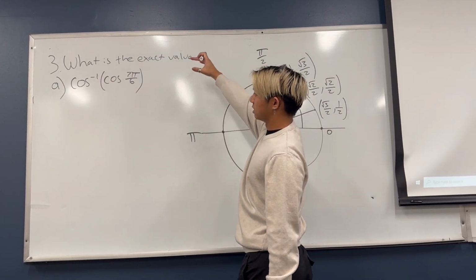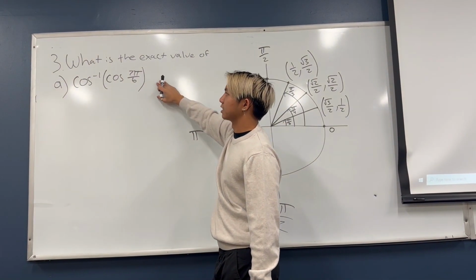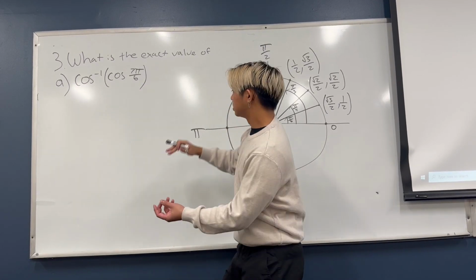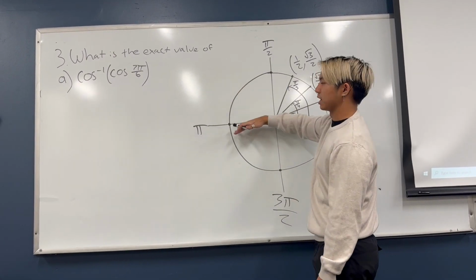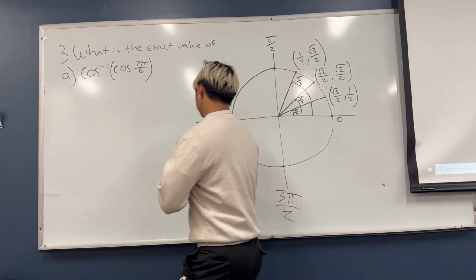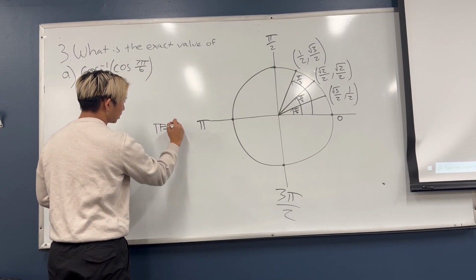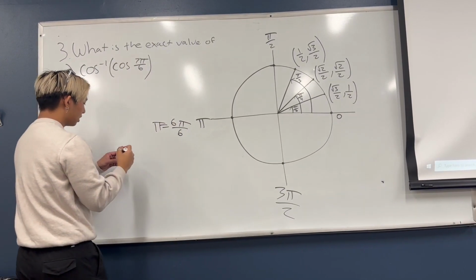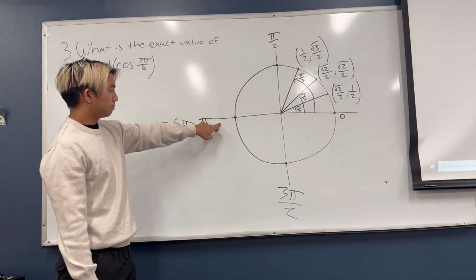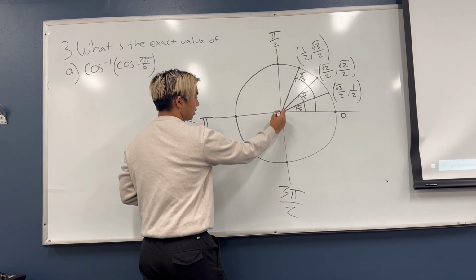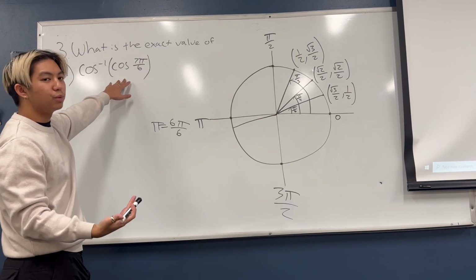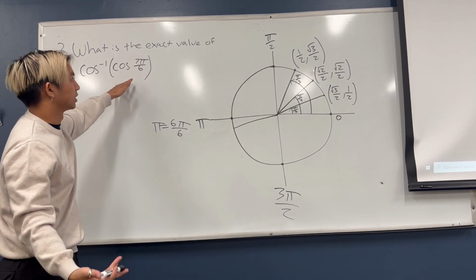If we look at the numerator here, we have 7 pi over 6. That 7 basically means it's bigger than 6, so we have a rotation that goes past pi. If we expand pi in terms of pi over 6, pi is equal to 6 pi over 6. And our angle is 7 pi over 6, so it's pi, and then we added another pi over 6. So the angle lands somewhere on here. We're asking for the exact value of cosine of 7 pi over 6.